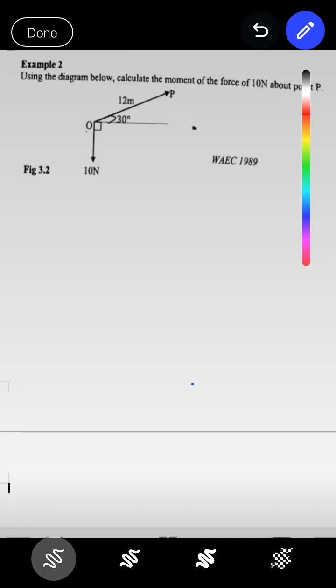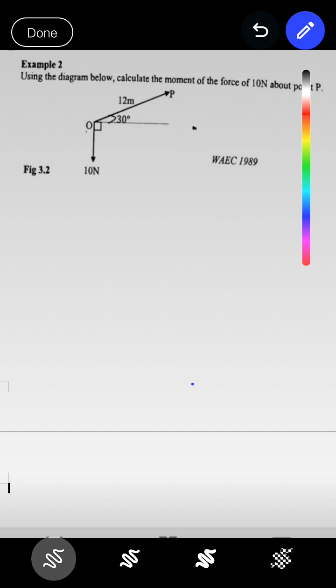Want to calculate the moment of the 10 Newton force about point P. So according to the diagram.